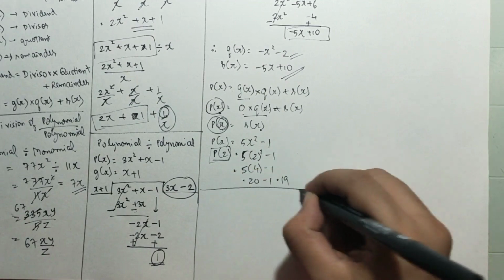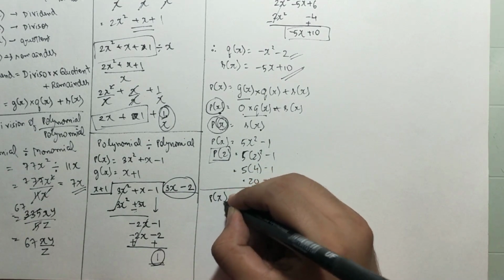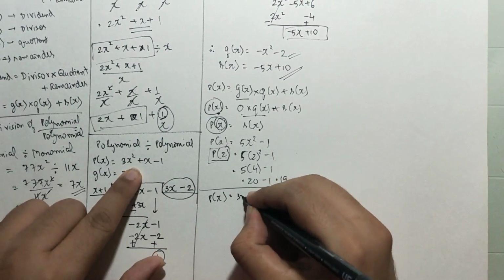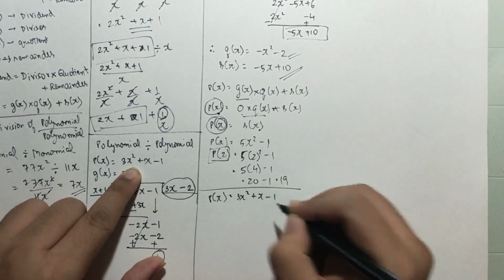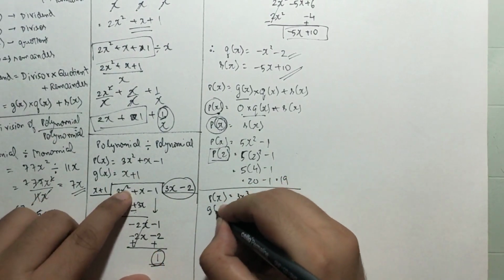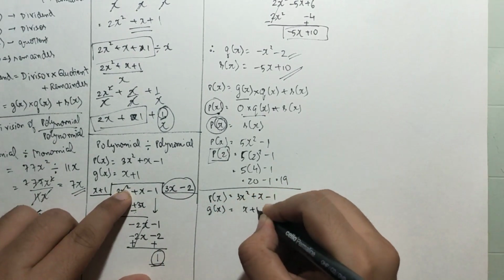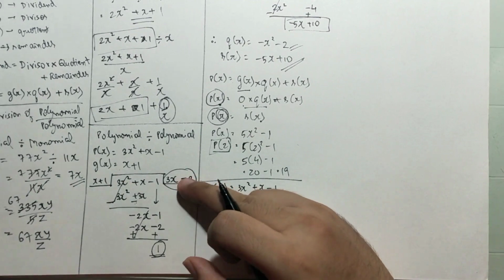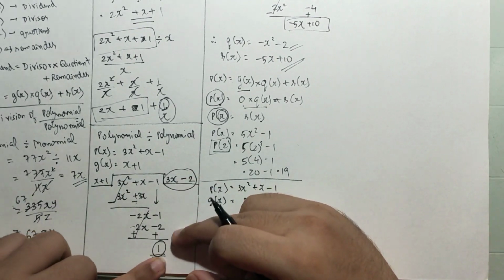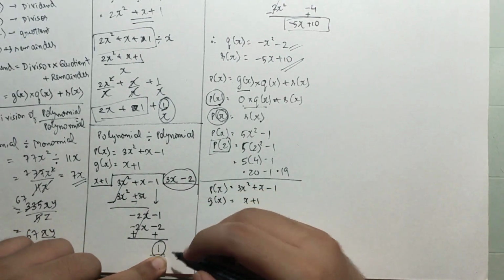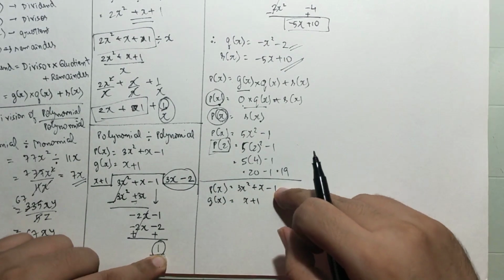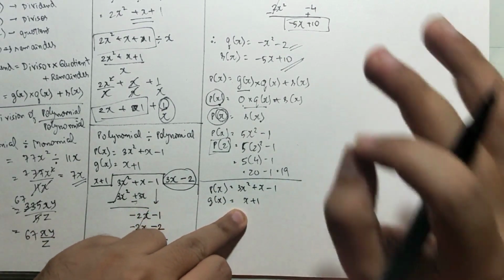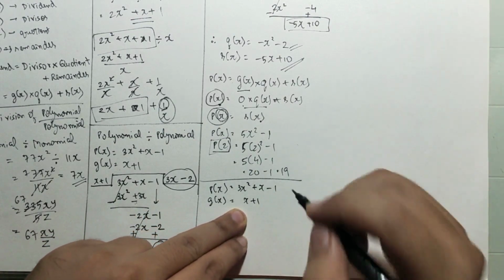So let us take an example. Suppose p of x, I take the same example again. p of x was given to us as 3x² plus x minus 1, and g of x was given to us as x plus 1. Suppose they don't want us to find the quotient, they only require the remainder. They ask us to find the remainder when this polynomial is divided by this polynomial. If we just want to find the remainder, what will we do?